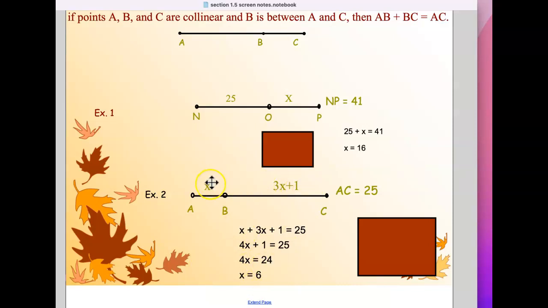I can always plug it back in and make sure that that makes sense. Okay, so for example, I can see that the distance from A to B would be 6. And then the distance from B to C, I'd have to plug the 6 in. So 3 times 6 is 18 plus 1 is 19. So 19 plus 6 is indeed 25. So I did that correctly.